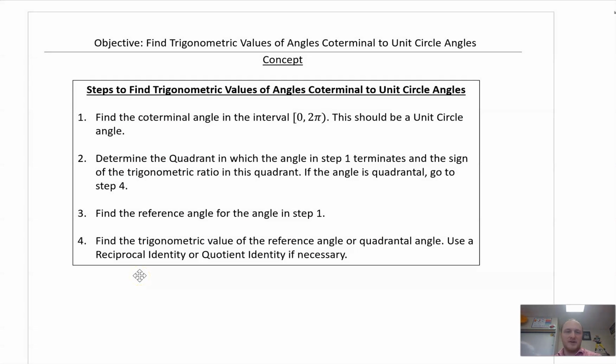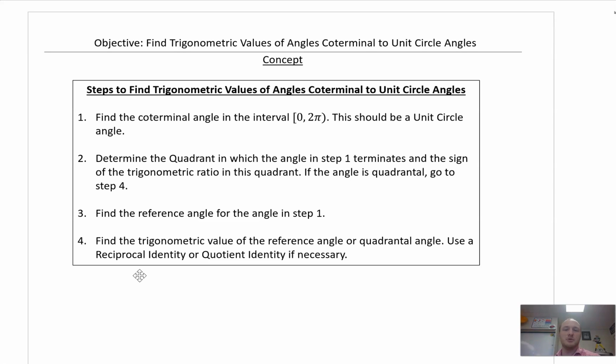So the steps to follow. Step 1 is find the coterminal angle in the interval 0 to 2 pi. So where does this angle end? Because where it ends, it's going to share the exact same coordinate location as the angle in the first revolution, which we already did a lesson on, right? Finding the values of those angles in the first revolution. So if we can do that, then it should be easy.